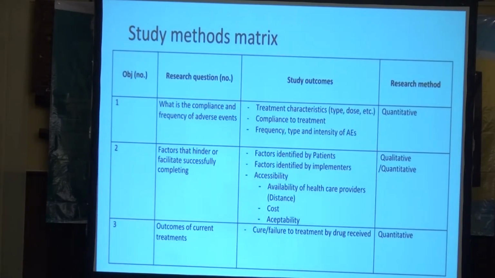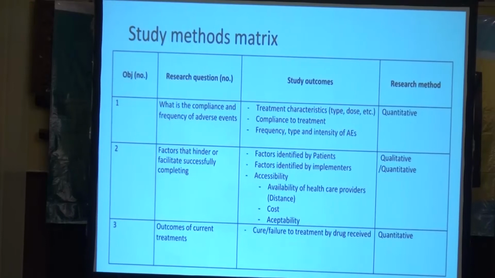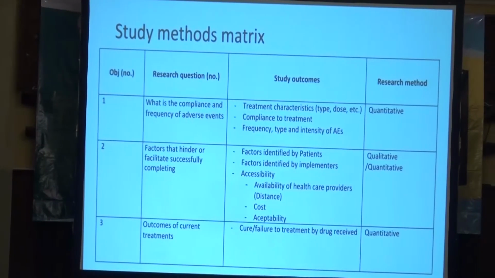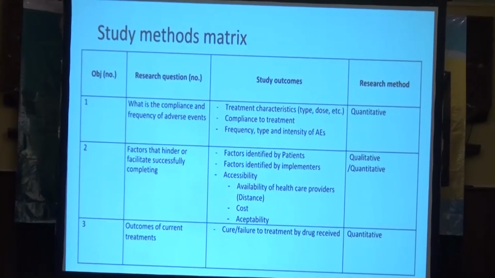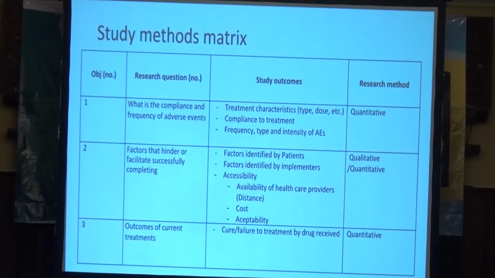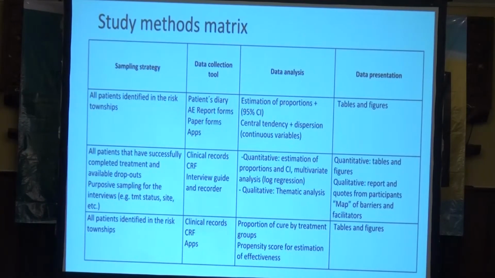For the second objective, we want to determine factors that influence successful completion. So those are our outcomes. We will have factors identified by patients, by implementers, and also regarding accessibility, we will have availability of healthcare providers, cost, and acceptability. And for this, we will use qualitative and quantitative methods.